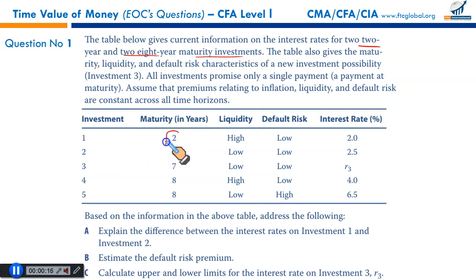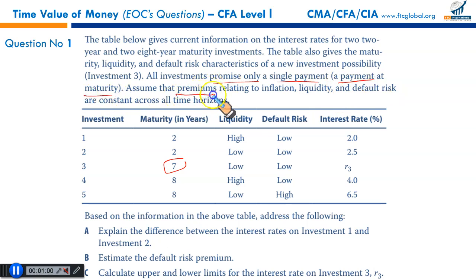maturity investments, and a 7-year maturity investment. The table also gives the maturity, liquidity, and the default risk characteristics of the new investment possibilities. We have been given 5 different investments. 2 of them have a maturity of 2 years, and investments 4 and 5 have a maturity of 8 years. And there is one investment under consideration, investment 3, that has a maturity of 7 years. All investments promise only a single payment, a payment at maturity.